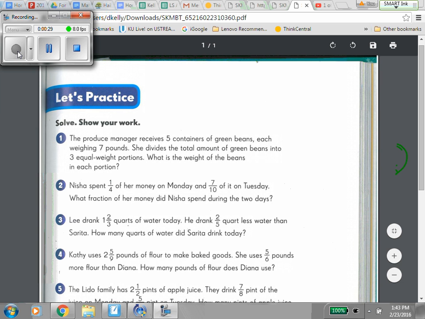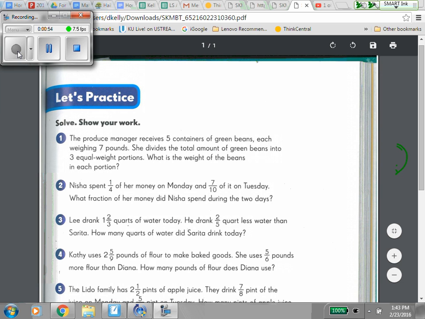So number 1, the produce manager receives 5 containers of green beans, each weighing 7 pounds. She divides the total amount of green beans into 3 equal weight portions. What is the weight of the beans in each portion? So your job is to read everything carefully, and if you have to draw pictures, draw pictures. If you need to draw a bar model, that is very helpful as well. So I'm just going to draw a picture on this one.